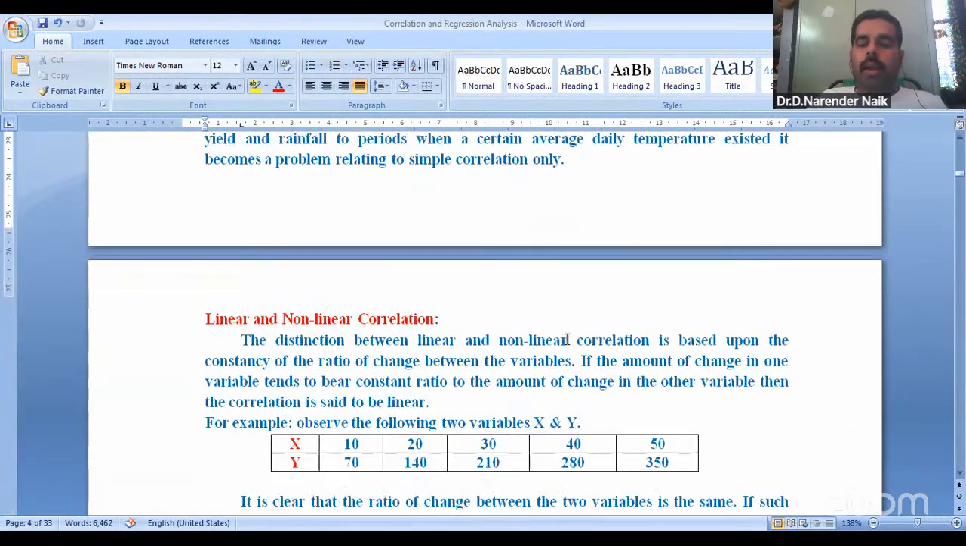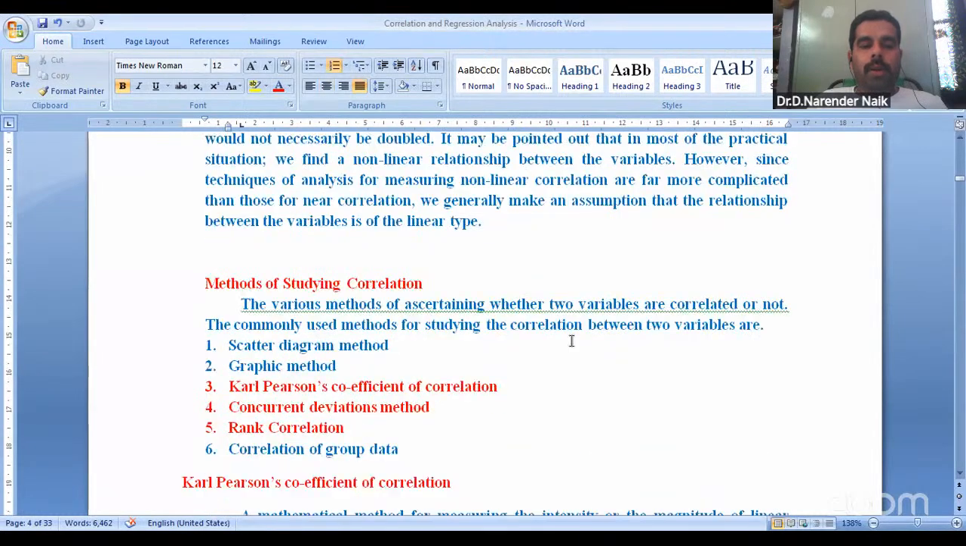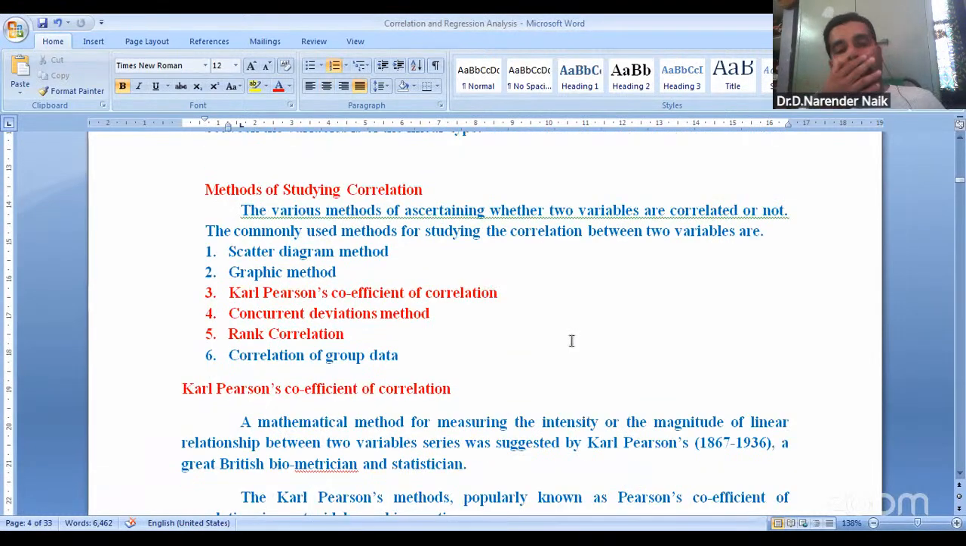Now we are entering into the next part: methods of studying correlation. These are the various methods of ascertaining whether two variables are correlated or not. The commonly used methods for studying the correlation between two variables are here.